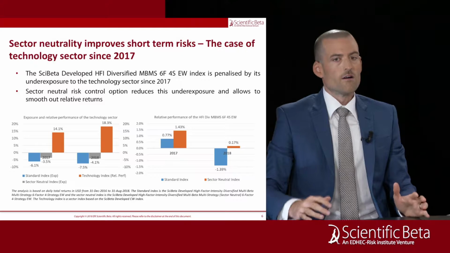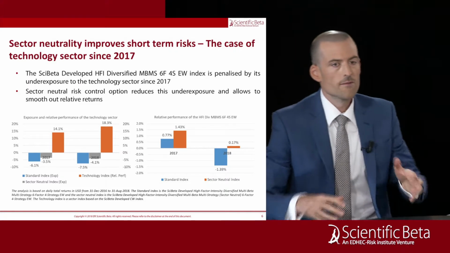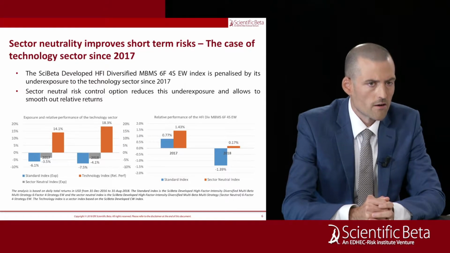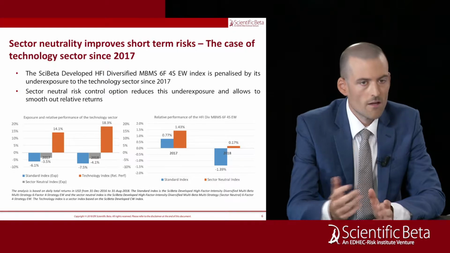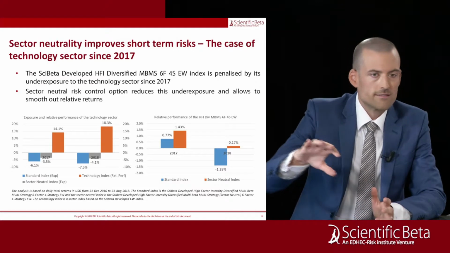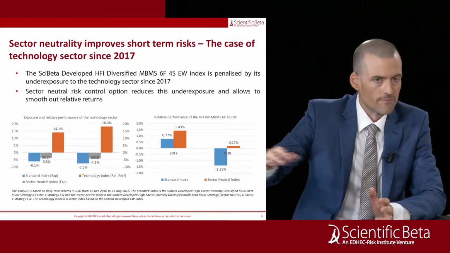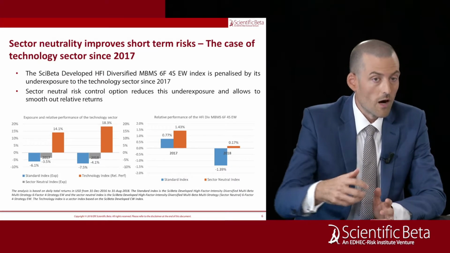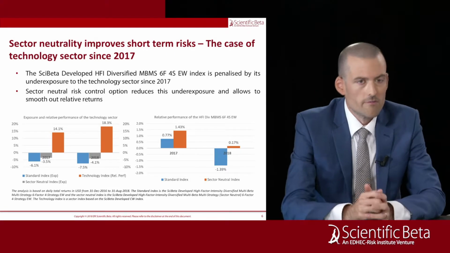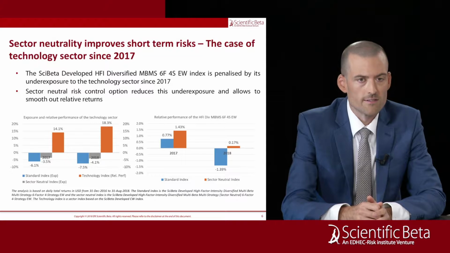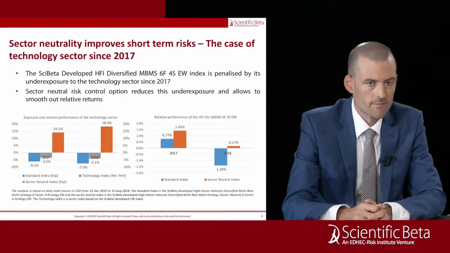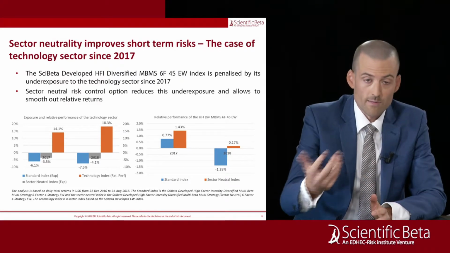We can show that on average, during 2017, the standard index had a negative exposure to the technology sector of about 6%. The sector neutral version had an exposure of -3%. It's almost the same numbers for 2018. We also show on the left graph the outperformance of the technology sector, which was amazing. I mean, 14% in 2017, more in 2018. And that's relative, isn't it? It's relative outperformance, yes.